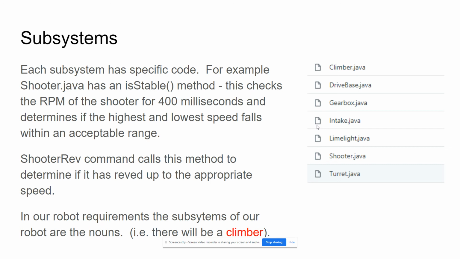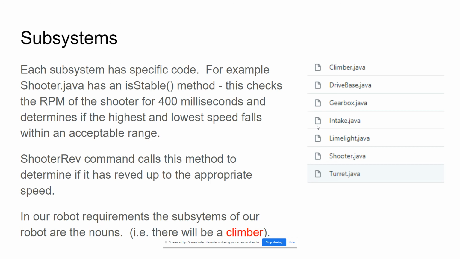So all of these subsystems have their own code, and they relate to each other. So Shooter.java, for example, has an isStable method. And the whole purpose of that is to check, and we identified we could determine where our ball would land based on the RPM, the revolutions per minute, of our shooter. And so we decided, okay, the key thing for that is how accurate that is. So isStable will check for 400 milliseconds and determine the highest and lowest speed. And if it's within a certain range, then we can reliably say that the shooter is going this fast, which means the ball is going to go this distance.